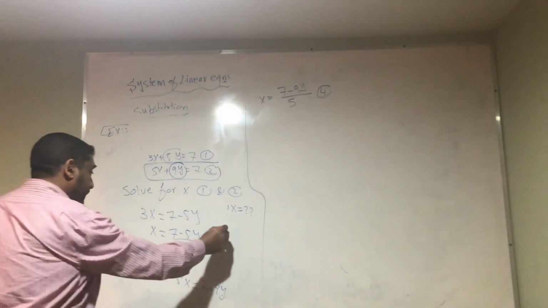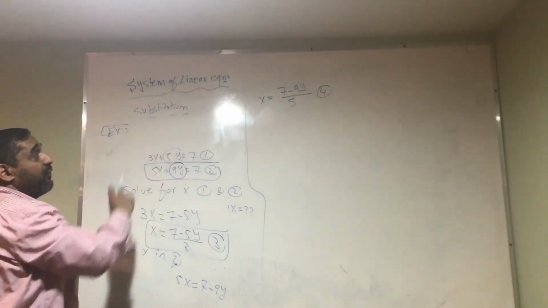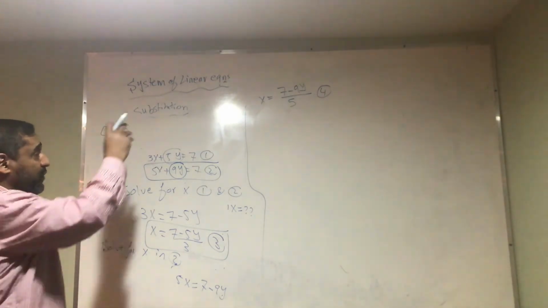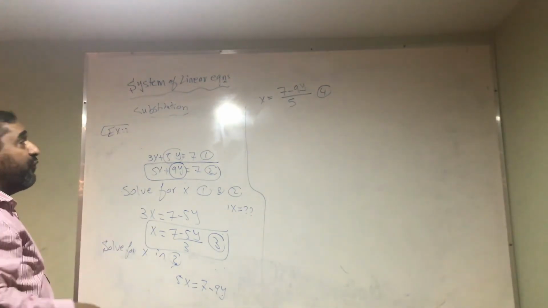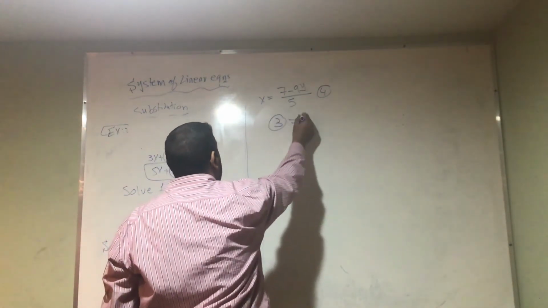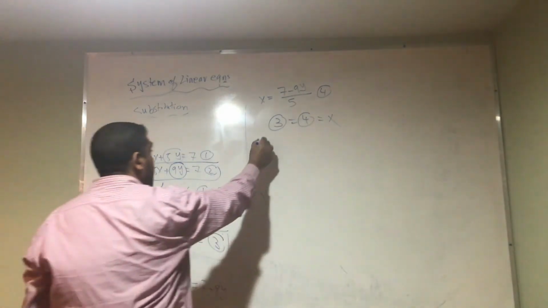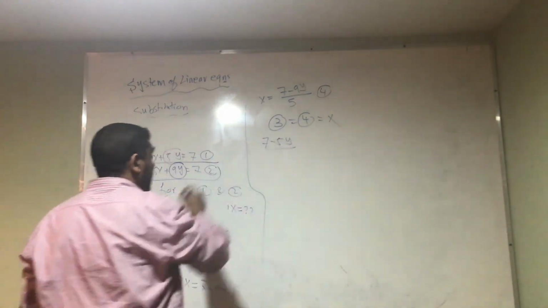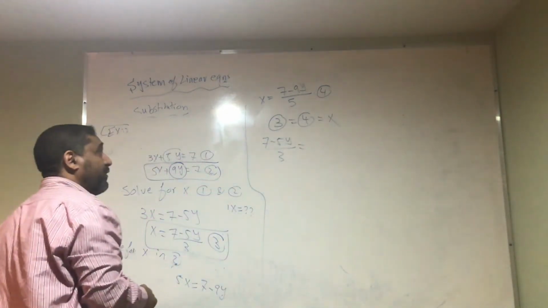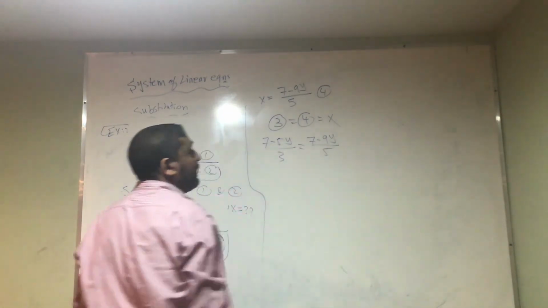So in equation number 3, you have x equal to something in terms of y. In equation number 4, it is the same x, because I'm looking for the values of x and y that satisfy equations 1 and 2. So I equate equations 3 and 4. Because it is the same x, equation 3 equals equation 4. What is equation 3? 7 minus 5y divided by 3 equals equation 4. What is equation 4? 7 minus 9y divided by 5, right?